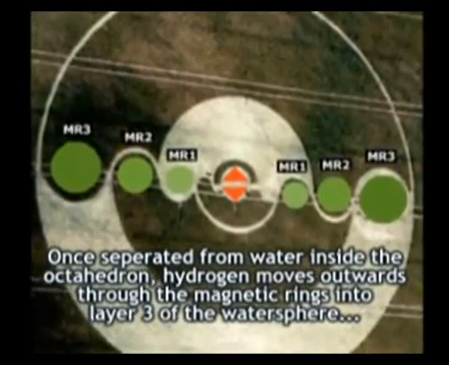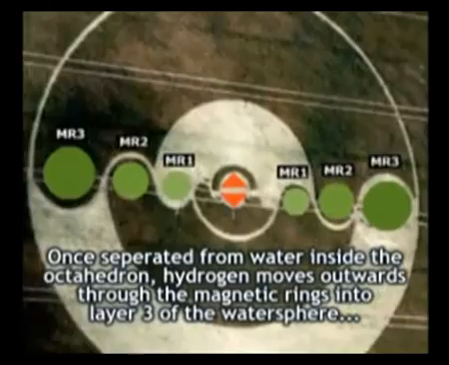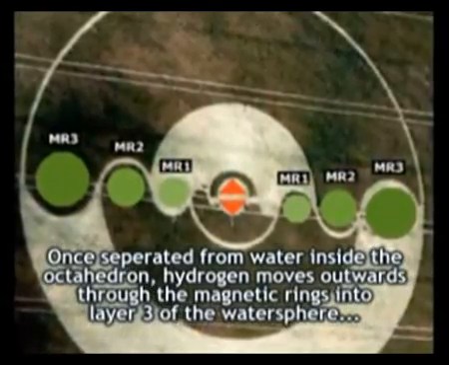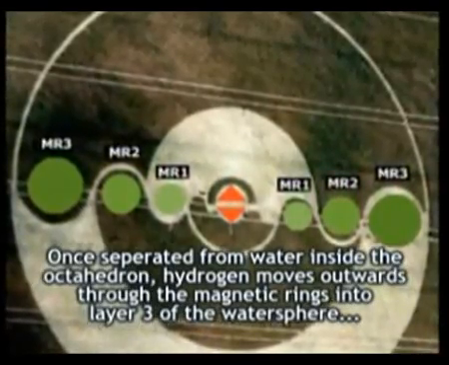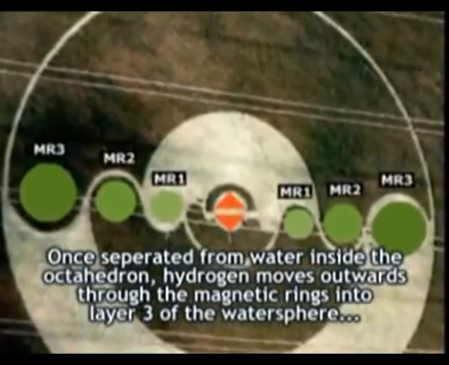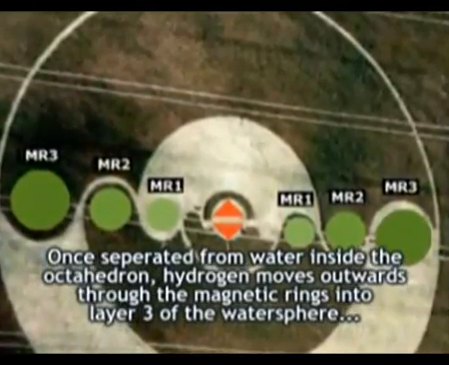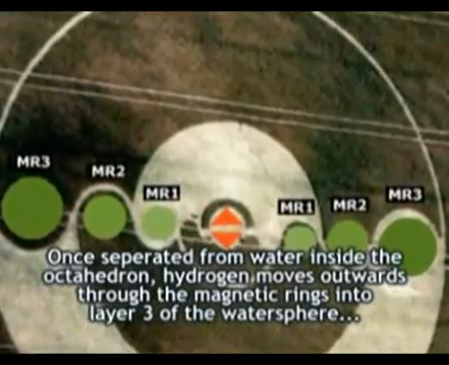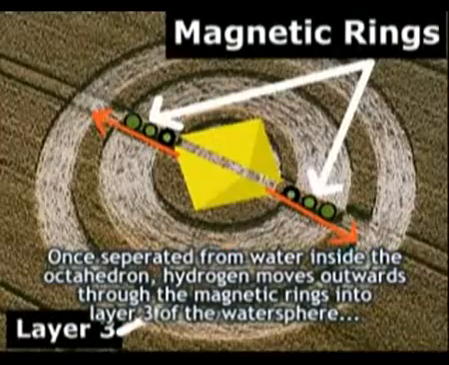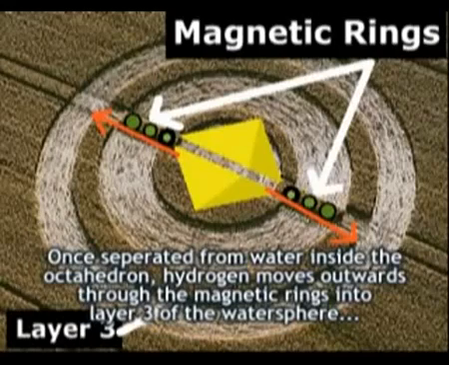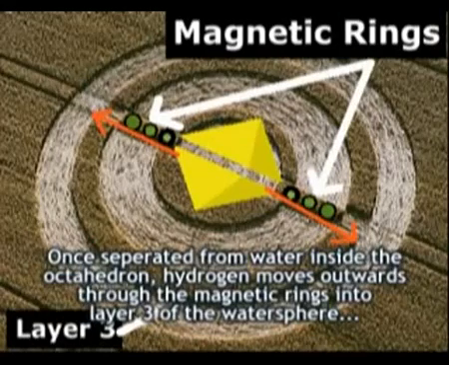Although it is not shown, remember, the octahedron would go at the center of this formation. Hydrogen expelled from the center area moves outwards through the magnetic rings. It moves into layer 3 of the water sphere.